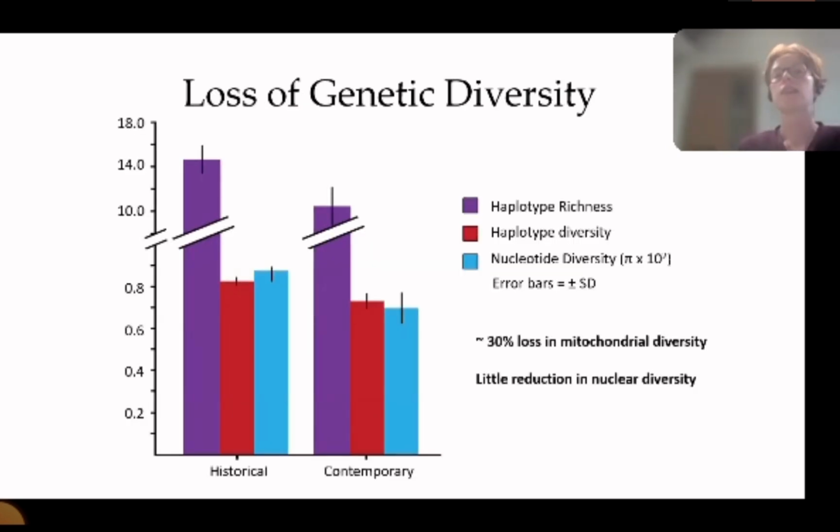However, we did detect a loss in mitochondrial diversity, so the maternal genome. This is just different measures of this genetic diversity. The most important thing to get from this figure is that we've lost about a 30% reduction in the mitochondria over the course of the 20th century. But in comparison, we saw fairly little reduction in nuclear diversity over this time period. We did see some evidence for an increase in inbreeding in the contemporary population.